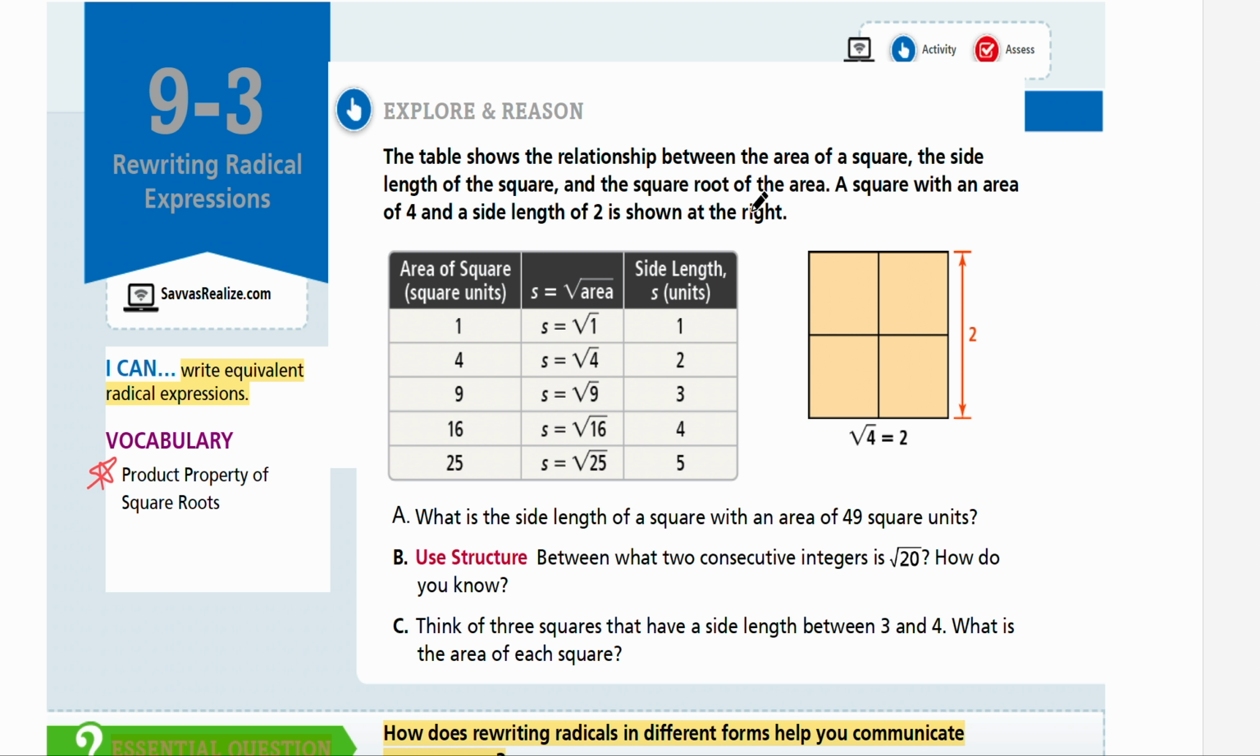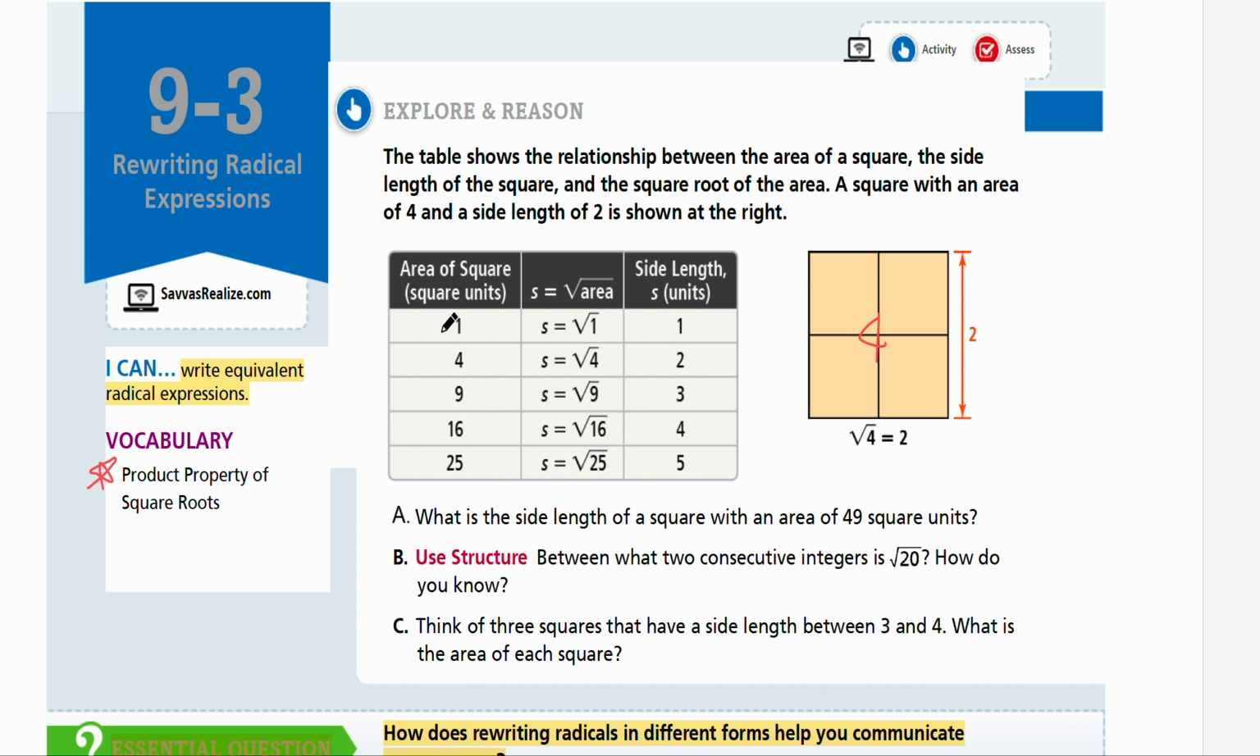The table shows the relationship between the area of the square, the side length of the square, and the square root of the area. A square with an area of 4 and a side length of 2 is shown at the right. So we have a side length of 2, and the area of the square would be 2 times 2, which is 4. So 4 is the area. And then if we take the square root of the area, we get the side. So this is the relationship of the square root with the sides, right?